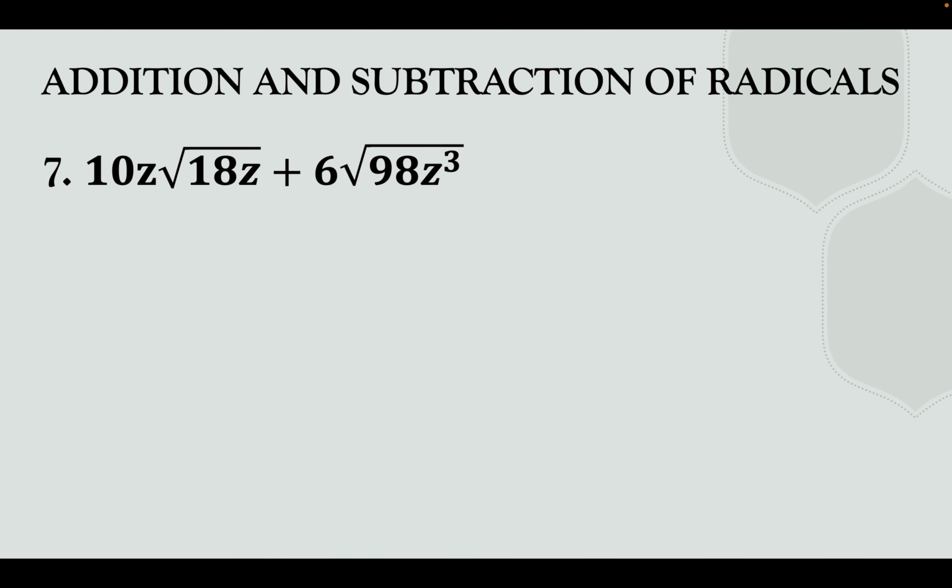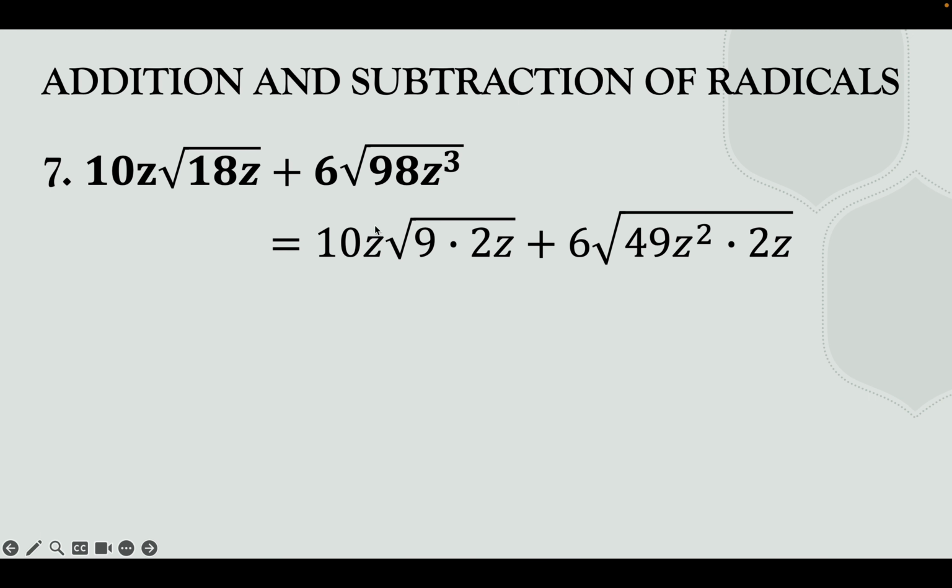We have here next 10z square root of 18z plus 6 square root of 98z cubed. Now, we have unlike radicals again, so you just need to factor the radicand. So, we have 10z square root of 9 times 2z plus 6 square root of 49z squared times 2z. So, simplify the perfect squares there.